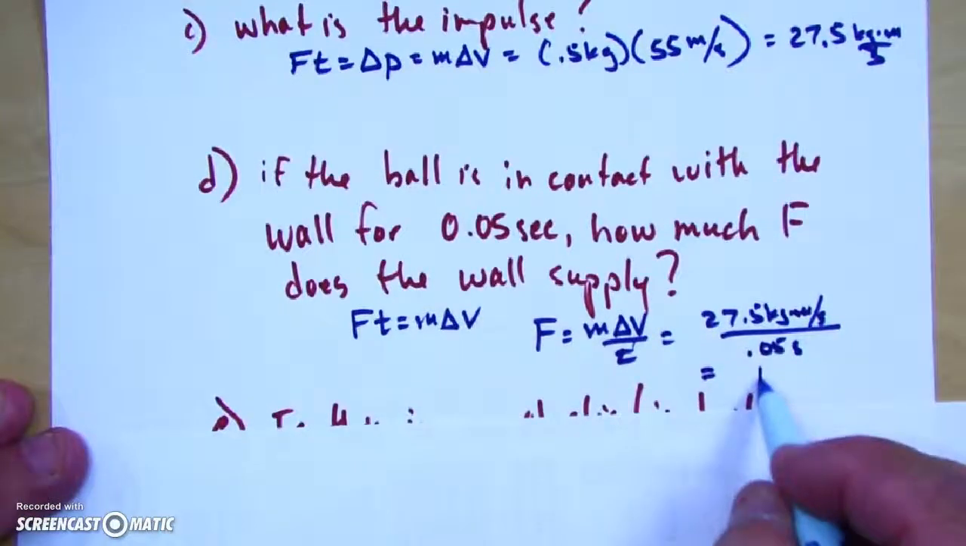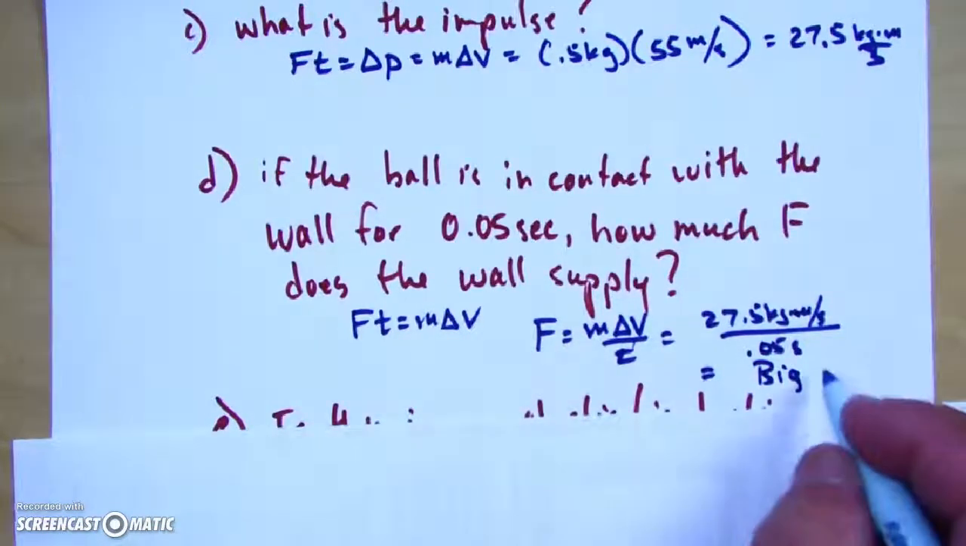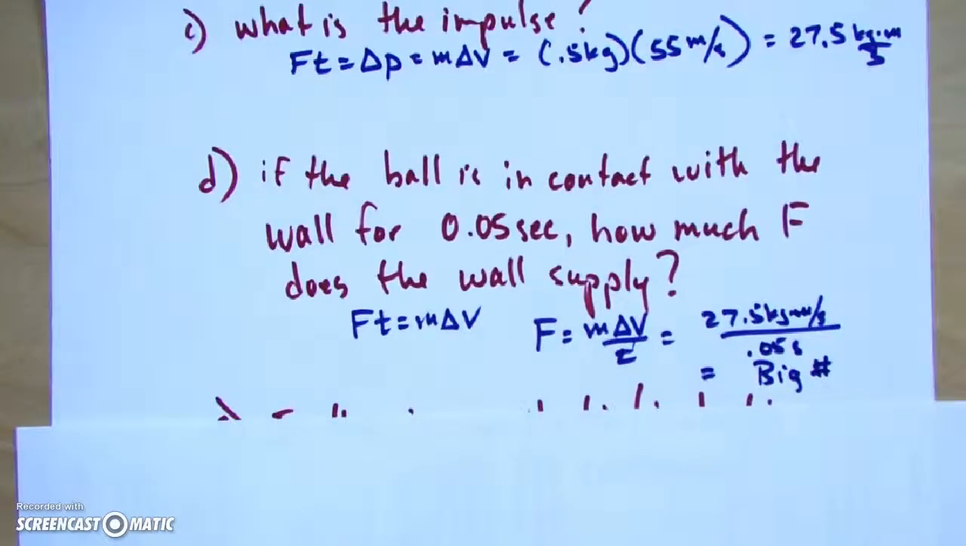That's big. I don't have a calculator. You can do that though. 27.5 divided by 0.05 is going to give you a really big number. And it should be a really big number. You're talking about a ball, traveling fairly fast, hitting a brick wall and bouncing off it.